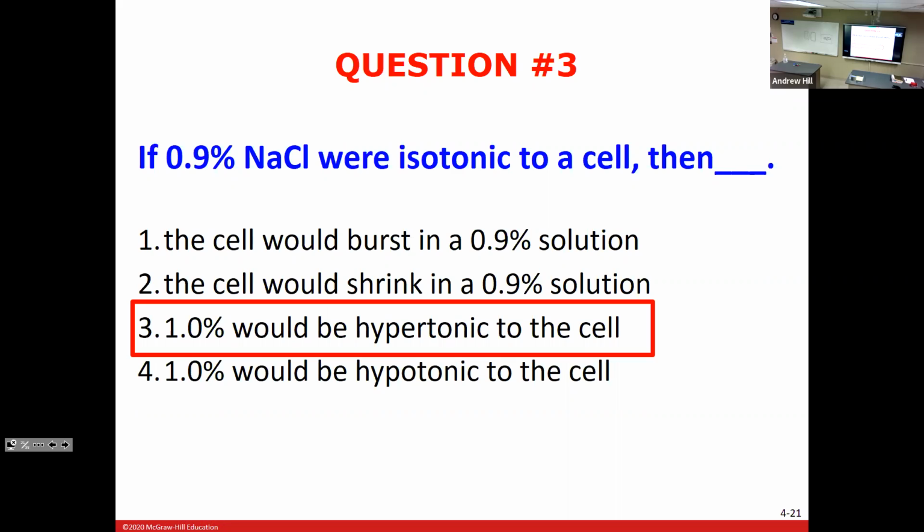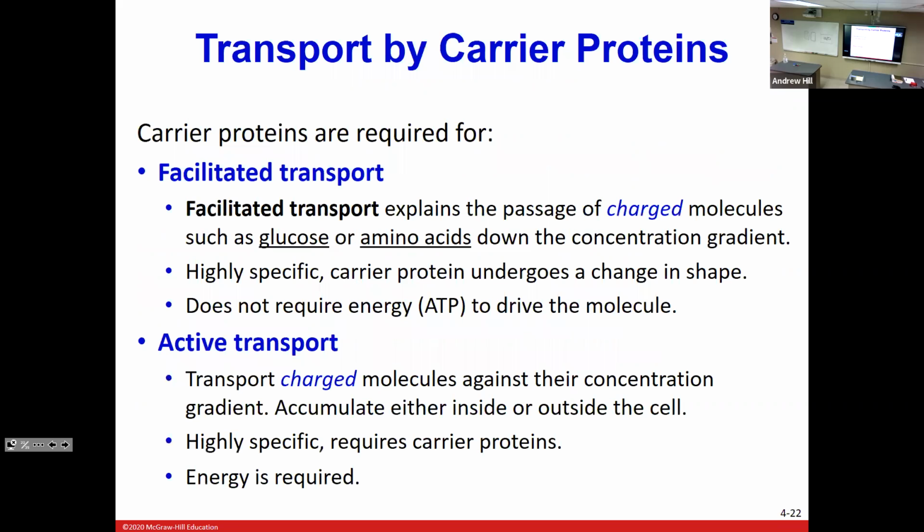Okay. So the vast majority of the time when you go to a hospital and they give you an IV, typically that's going to be isotonic. There are hypotonic and hypertonic possibilities for very specific clinical reasons, right? Those do exist, okay? But the vast majority would be something like this solution, the 0.9% NaCl is isotonic. So 1.0% would be slightly hypertonic and cause your cells to shrink just a little bit. Okay, let's talk about transport by carrier proteins.